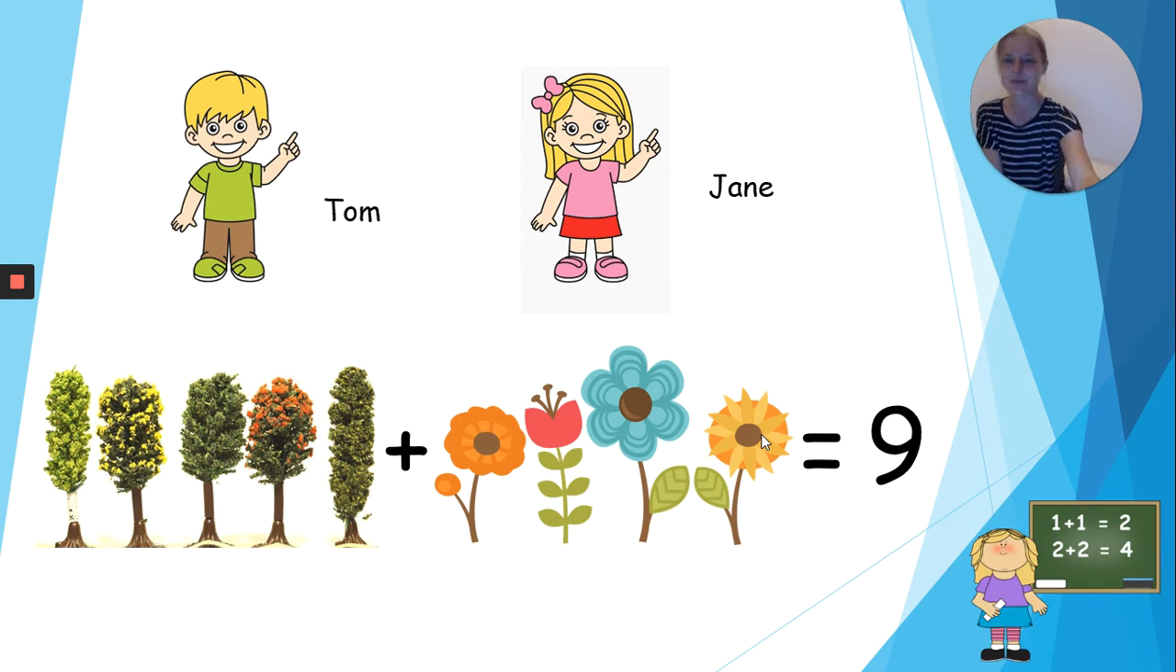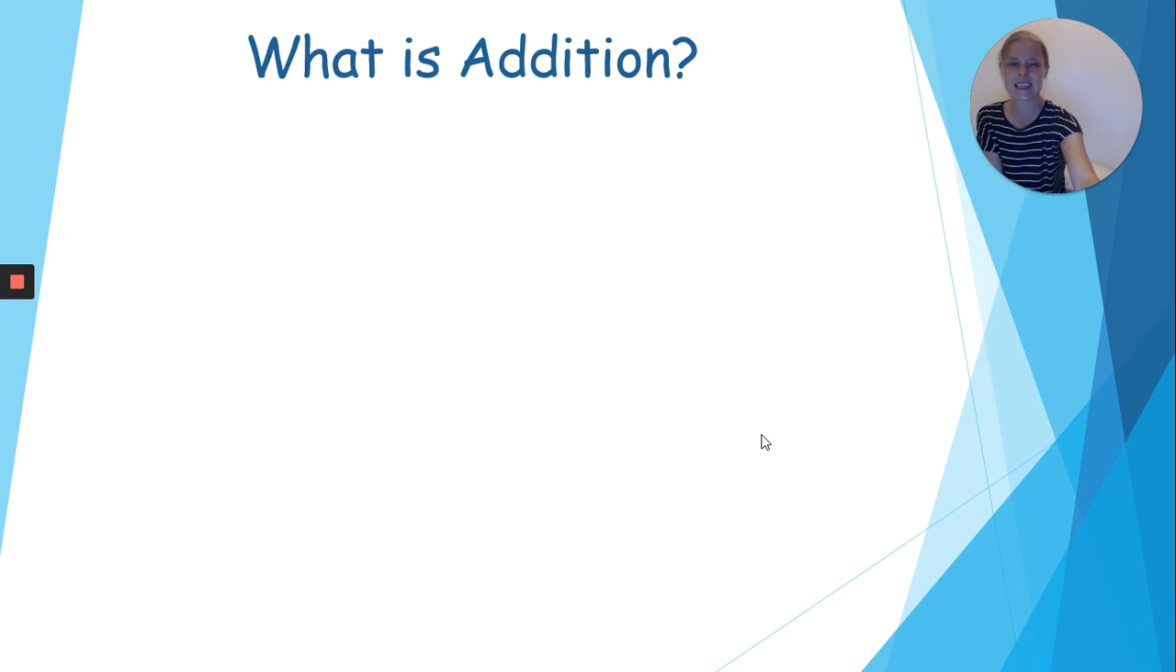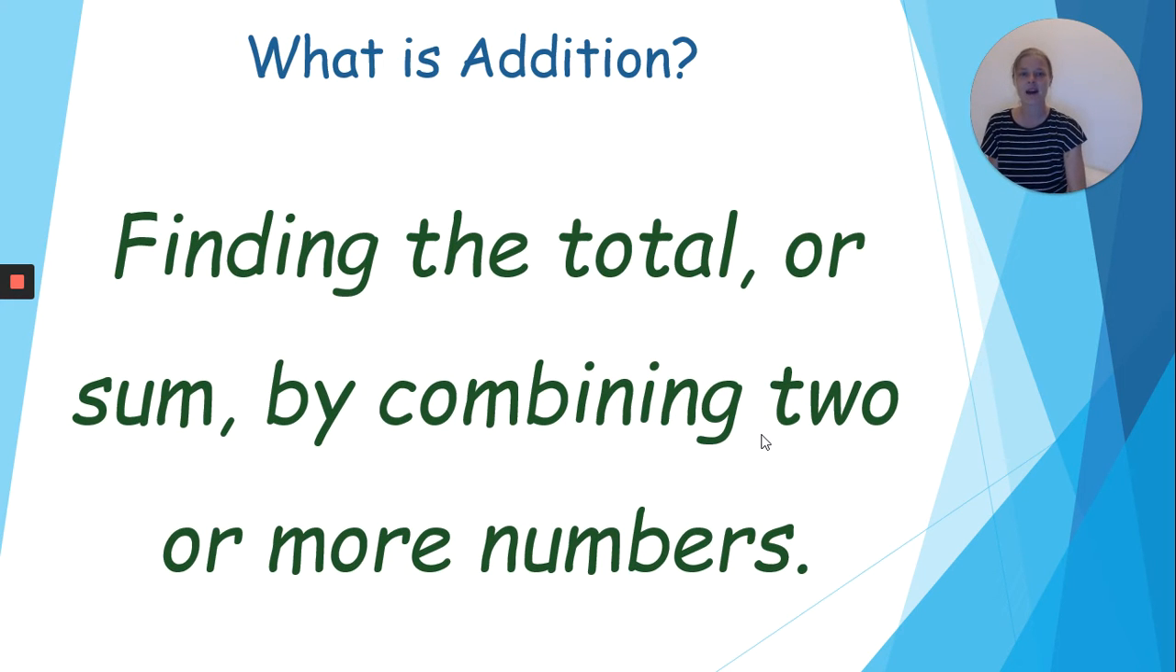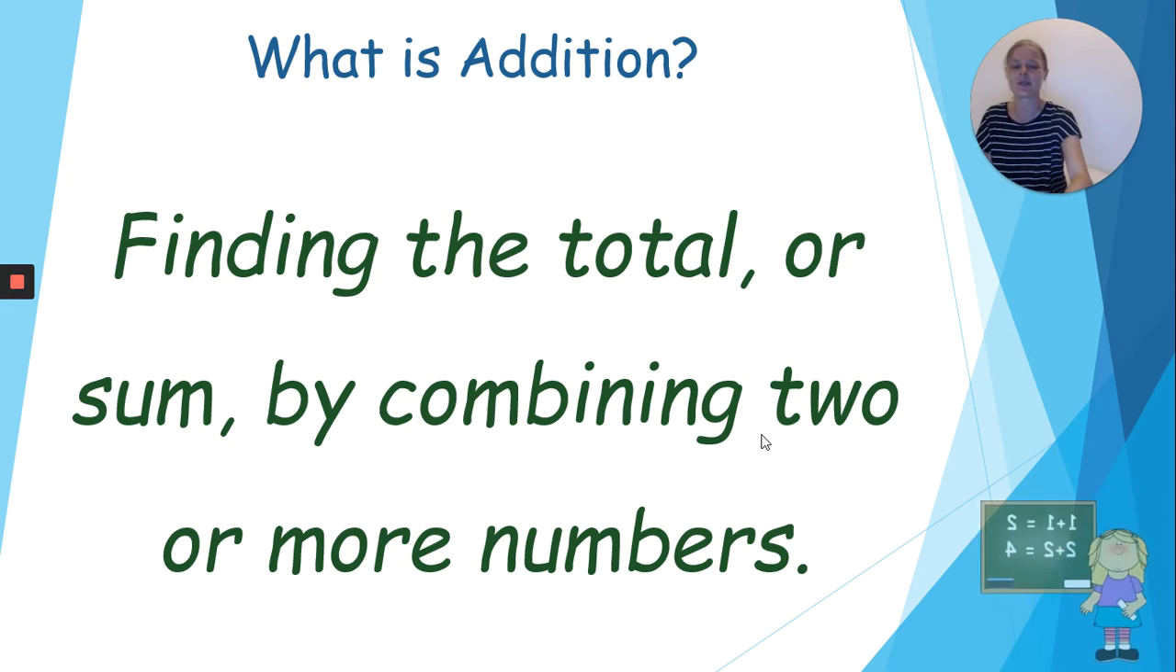So, what is addition? That's what we just did with our little story. So it's how we find the total or the sum by putting the two numbers together. So if we had 1 plus 1, it would equal 2. So by combining the two numbers together, we can count them and find out how many altogether. Let's take a look at another one.